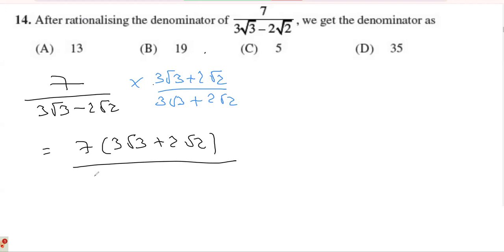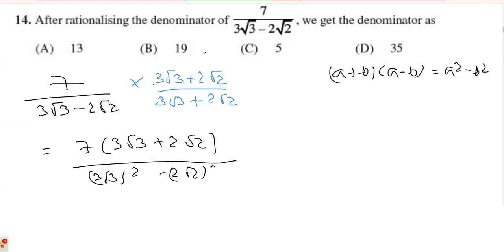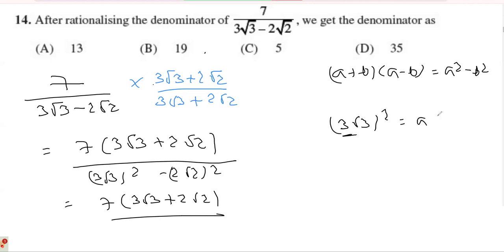So clearly it is a square minus b square. You must be aware of this: a plus b into a minus b, or a minus b into a plus b, is a square minus b square. So I'll be writing this as 3 root 3 whole square minus 2 root 2 whole square. Now, let the numerator be as it is, 3 root 3 plus 2 root 2. For 3 root 3 square, 3 square is 9, and root 3 square is 3, so it is 27. Same way, this is the square of 2 root 2. The square of 2 is 4, and square of root 2 is 2. 4 into 2 is 8.